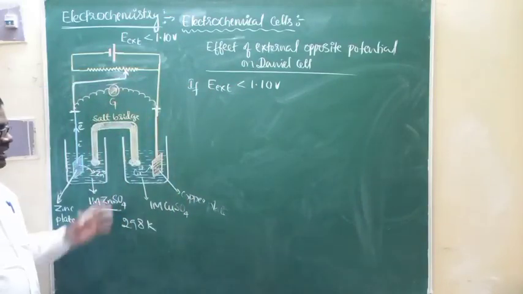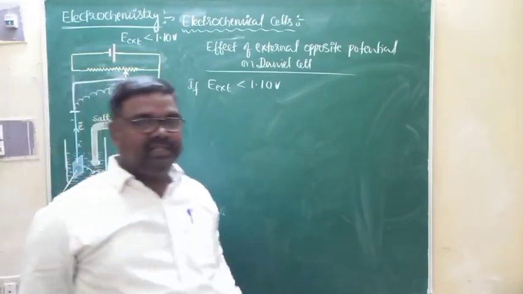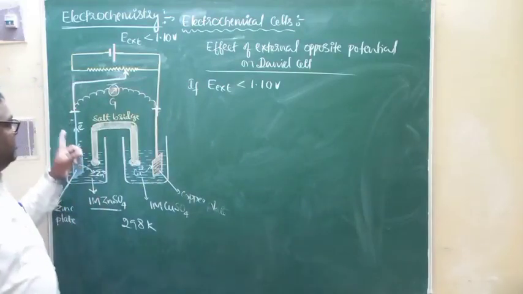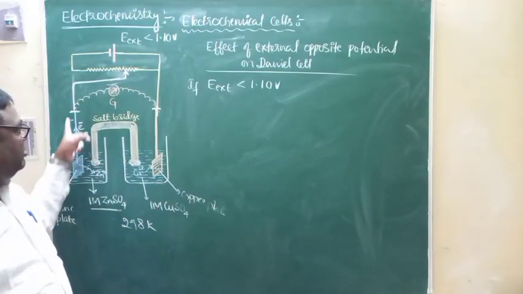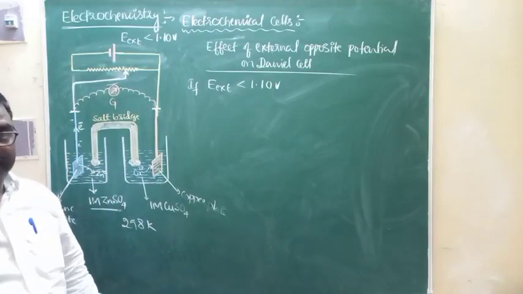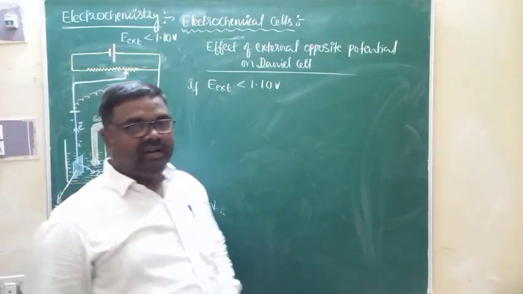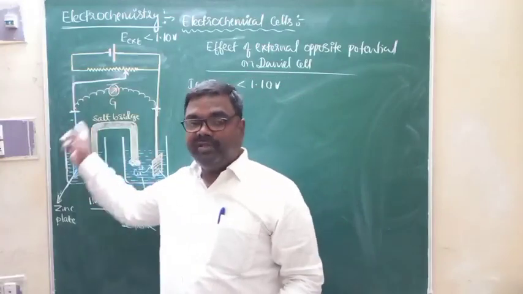As I said, in the case of Daniell cell, there is a flow of electrons from zinc electrode to the copper electrode. Electrons flow from the zinc electrode to the copper electrode. By convention, electric current will be flowing from copper to zinc. Right?